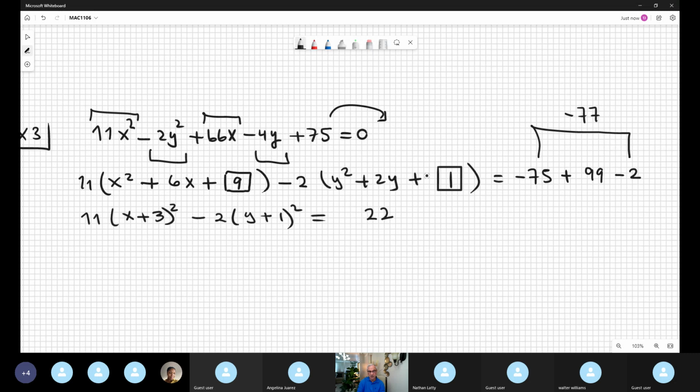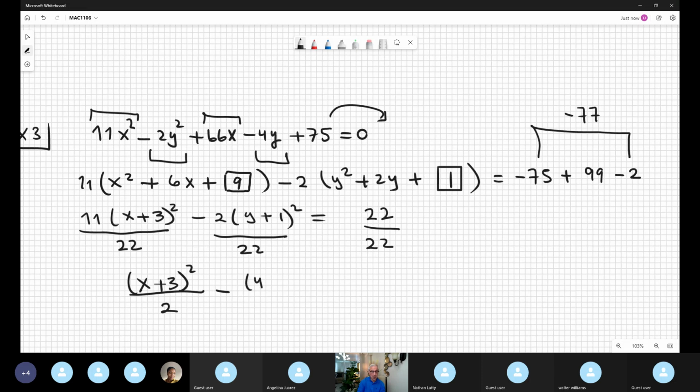Because, remember, on the right hand side, the standard form is when there's 1. So you divide by 22 here, you divide by 22 here, you divide by 22 here. Now I almost finished. 22 divided by 11 is 2. So x plus 3 squared over 2 minus y plus 1 squared over 11 equals the division 22 divided by 22, which equals 1. Nice. Wow, amazing.